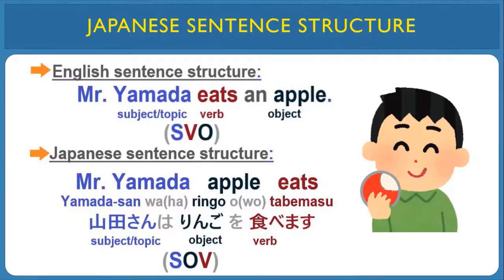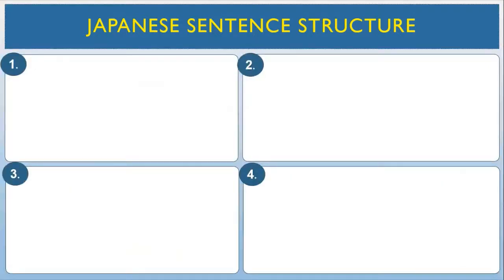Now we'll see more Japanese sentence structures. There are 4 examples which we'll cover. The first sentence is a dog saw a cat. When you try to make the translation, this is how it will be: dog, cat, and saw. That's how we speak in Japanese. That's the Japanese sentence structure.